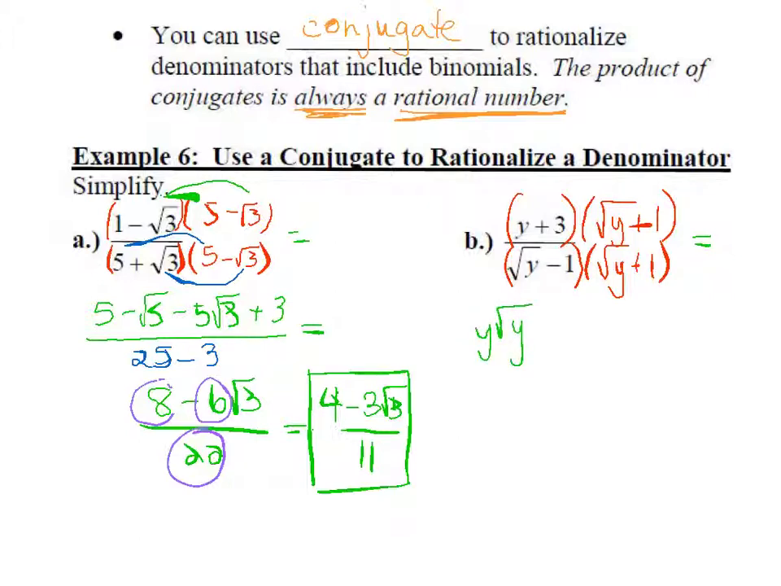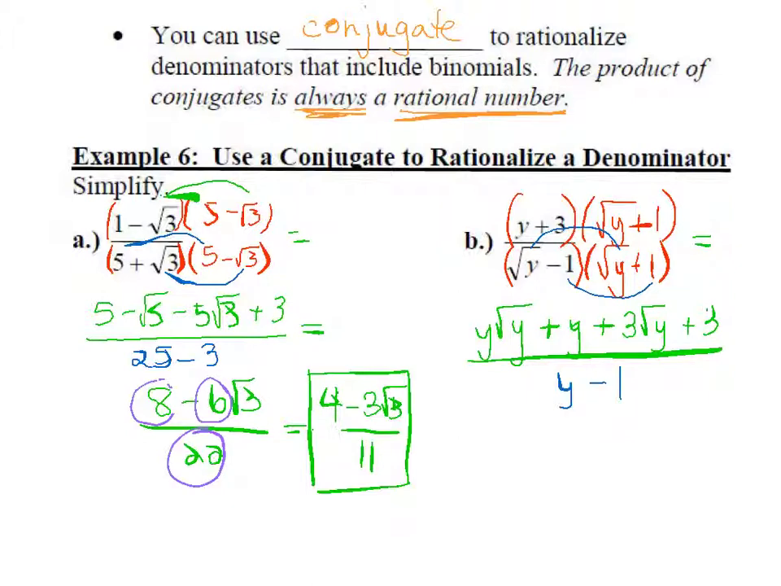Then if you multiply y times a 1, that's going to give you a y. If you multiply 3 times radical y, that gives you a 3 radical y. And then a 3 times a 1 gives us a 3. And then finally on the bottom, you're going to take your square root of y times your square root of y, which will just give you a y, minus 1 times 1, which is 1.